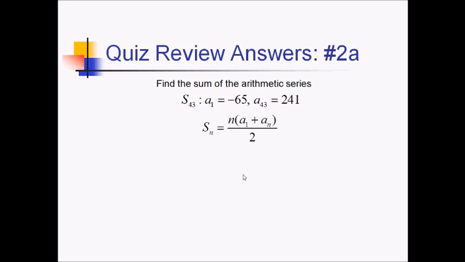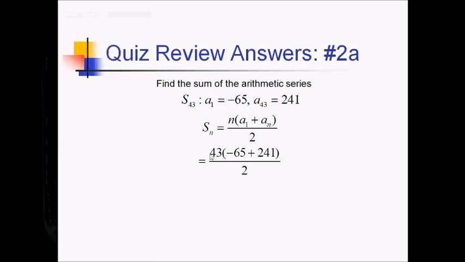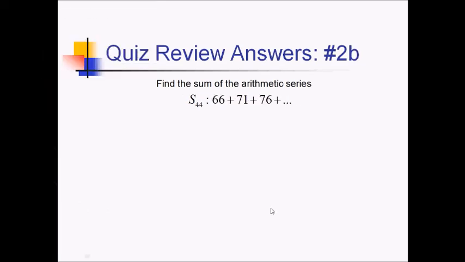So plugging all that in, we have 43 times negative 65 plus 241 all over 2, and I'm going to use the calculator for this. And just to be on the safe side, I'm going to use alpha y equals to get my fancy fraction so I don't have to worry about PEMDAS. So that all comes out to 3,784.